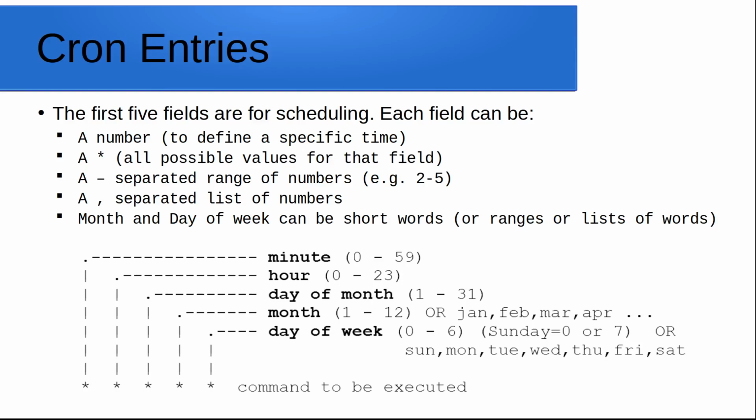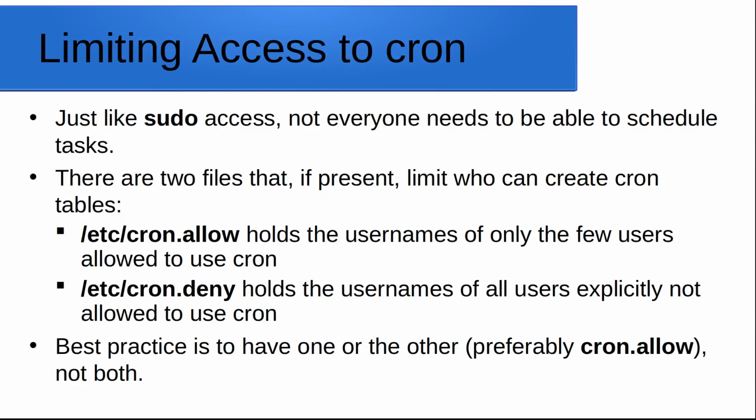And then, again, you've got your command to be executed, which is usually an absolute path. Hopefully that makes sense. Now, just like having access to sudo, not everyone needs access to cron, right? So there's 2 files in the file system that limit who can create cron tables.